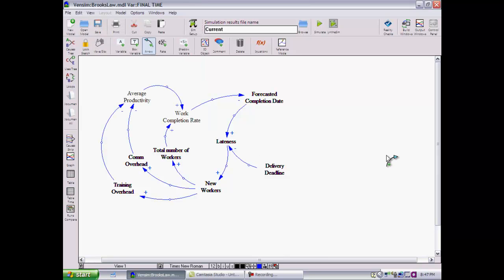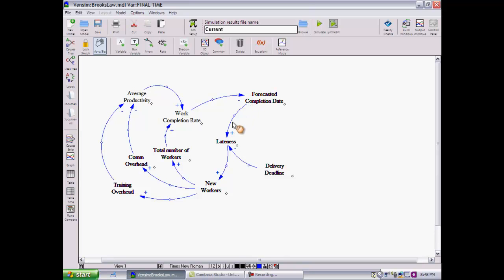Now, you can refine the structure much more if you like, but in the interest of time, I will stop at this level of detail. But notice what has just happened. I have been drawing this picture one link at a time, but some additional circles of causality have arisen. Previously, we had this one feedback loop from forecasted completion date to lateness, new workers, total number of workers, work completion rate, forecasted completion date.